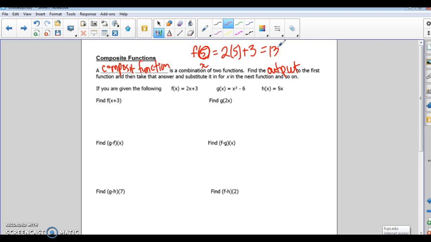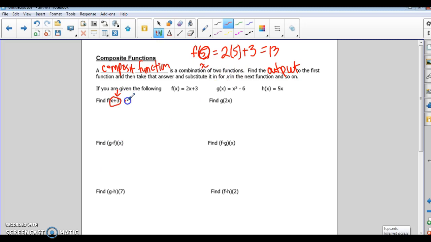Is that right? We're going to do something very similar, but this time we're not substituting a number, it's going to be an expression. So find f of x plus 3. This time, instead of x, we have x plus 3. That is your input, so we need to put that in for x. Remember, when we do f of 5, we just replace x with 5. This time we're going to replace x with x plus 3.